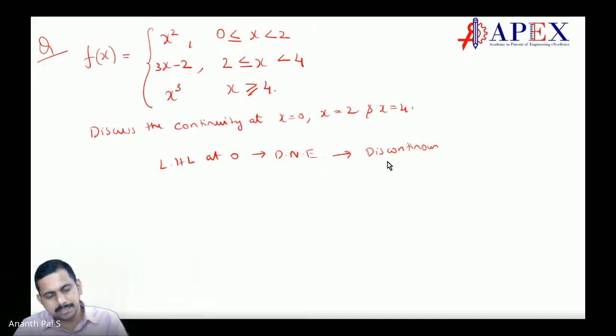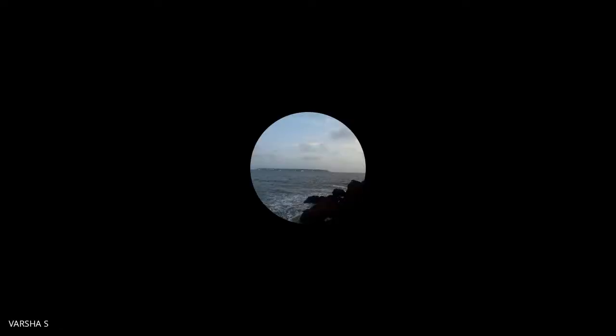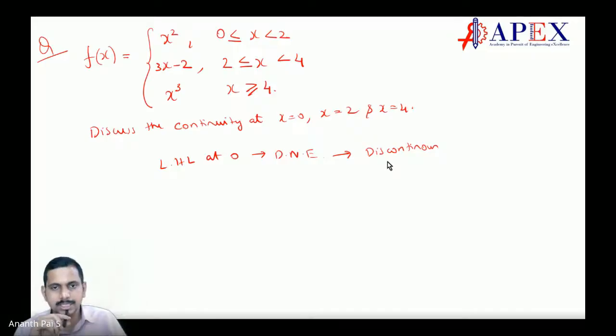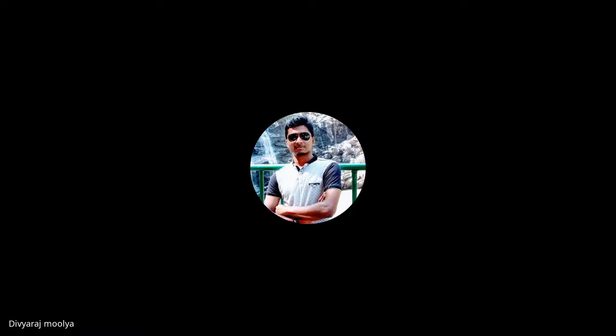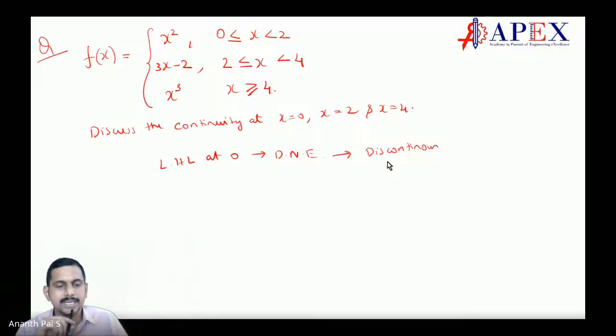So for x is equal to 2, is it discontinuous? I got discontinuous, I'm not sure. At x is equal to 2, is it discontinuous? Let us check it out. No, it's continuous is what they say. Sir, it's continuous. Yes, it is continuous. Check it out again. And for x is equal to 4, it is discontinuous. Yes, at x is equal to 4, it is discontinuous.